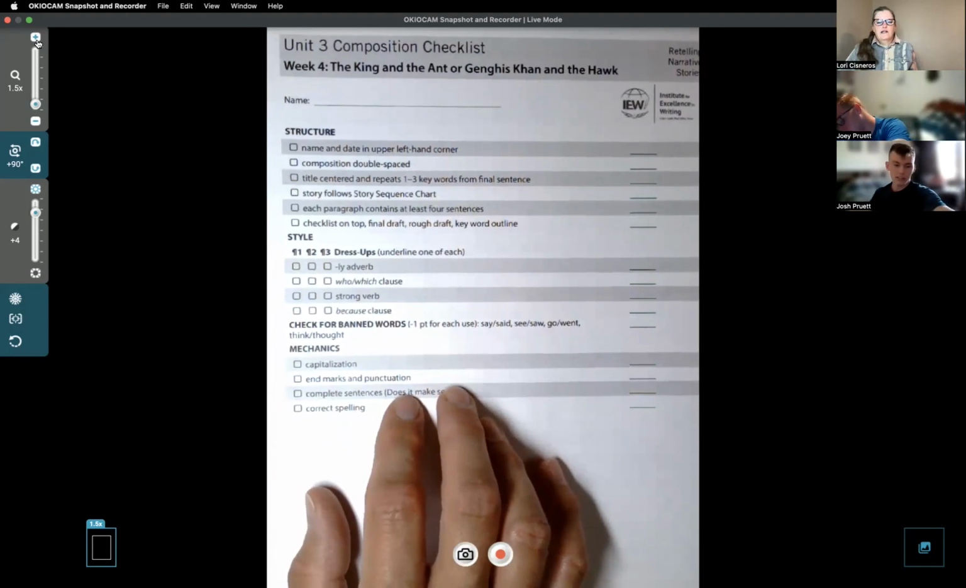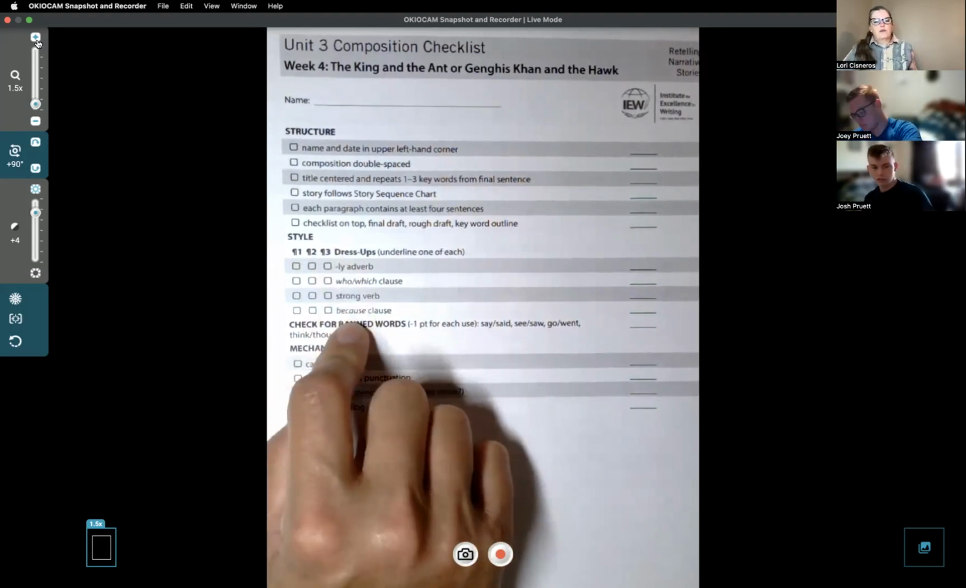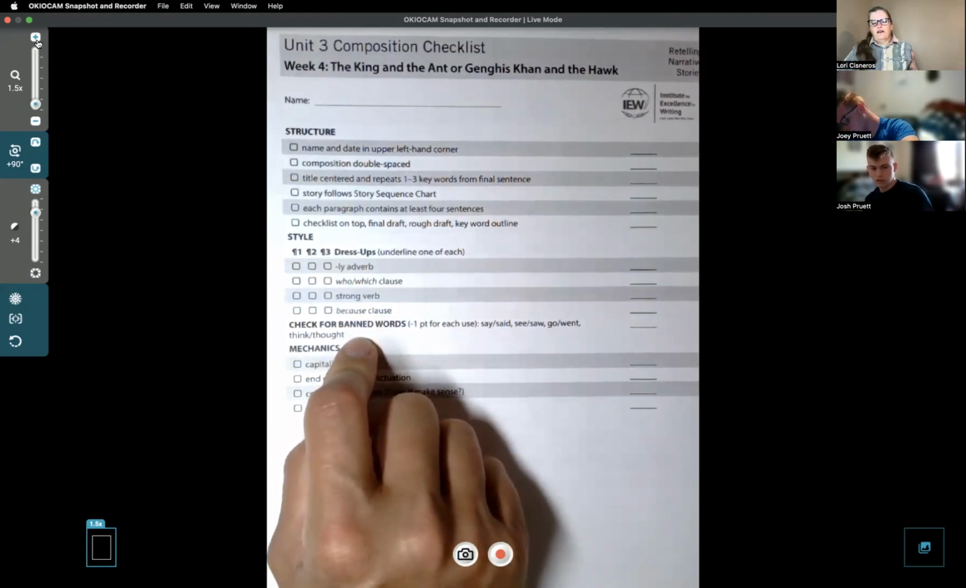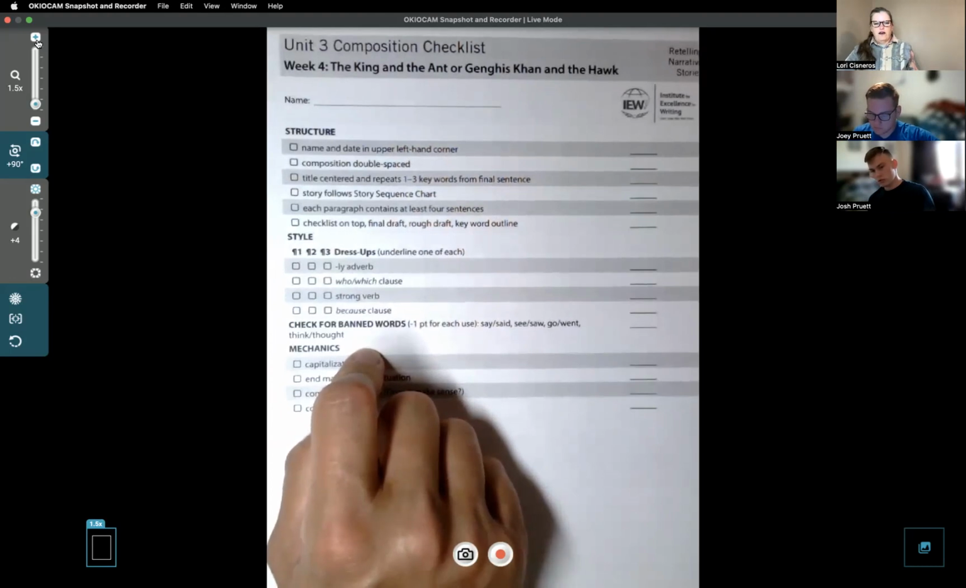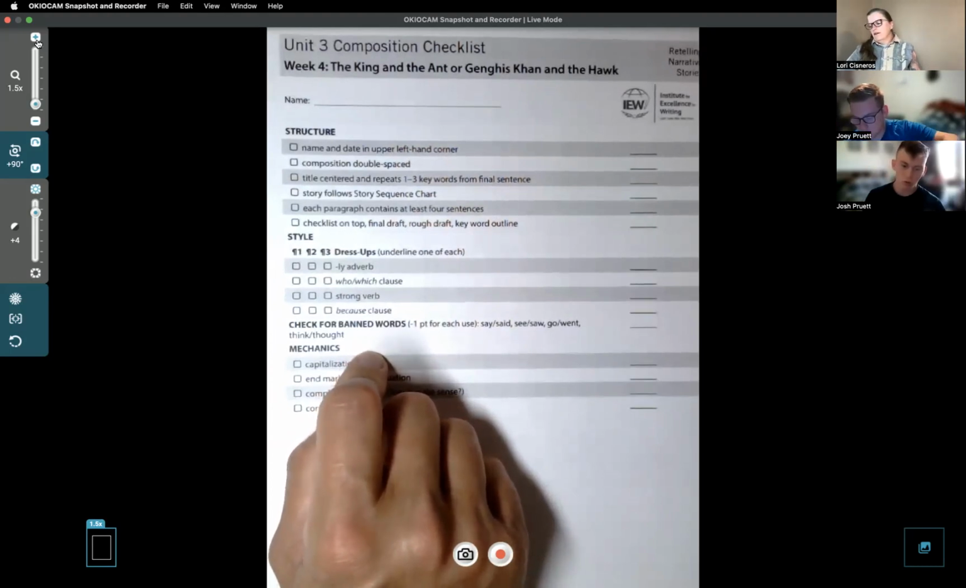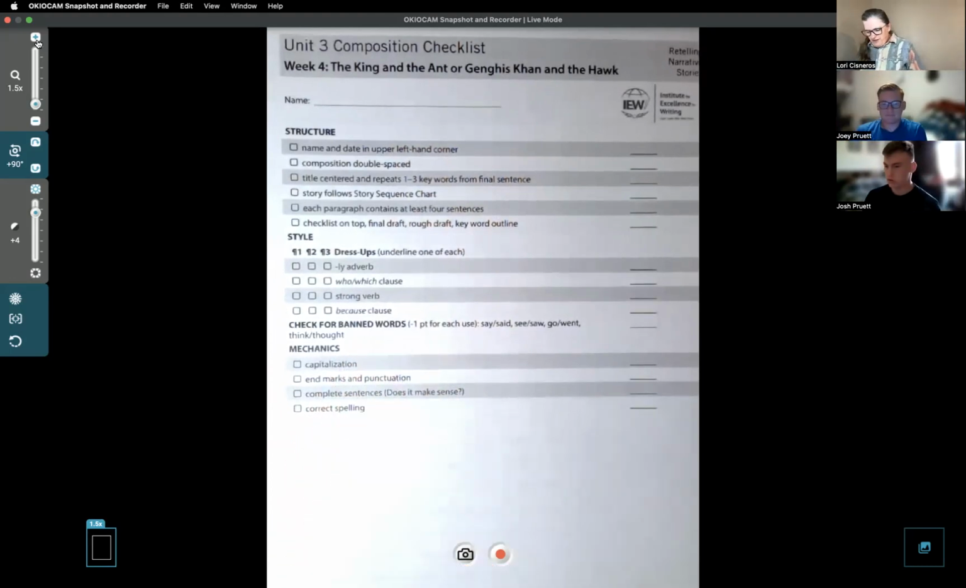These are dress ups, not banned words. Up here, these are dress ups. So because is a dress up, not a banned word. If you wrote it in the banned words, then that was wrong. Hopefully I didn't tell you to do that. Oh no, you did win. Never mind. We're good. Okay.